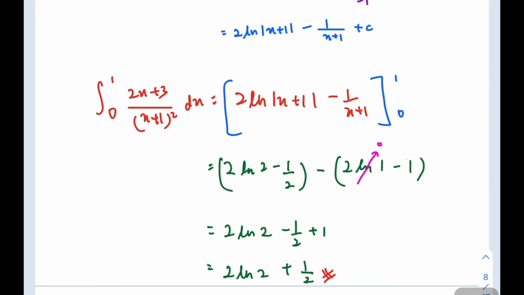Okay, now let's solve. Ln 1 is just 0, so 0 minus 1 is minus 1. Minus 1 back here is plus 1. Okay, just rewrite the first part, and let's solve this one here. So this is just half. Therefore, your final answer is 2 ln 2 plus half. So this is the final answer for example 2.